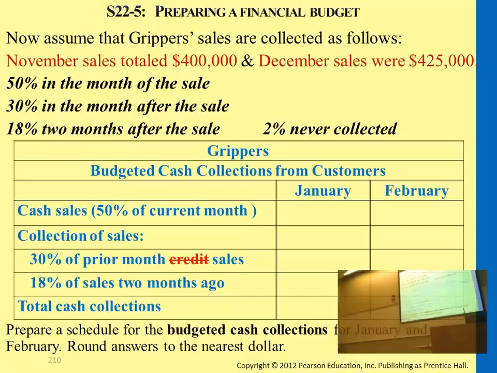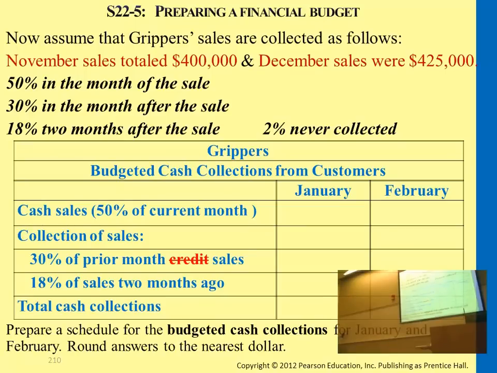$425,000. Okay, so to get January's cash collections, you would need to calculate 15% of the current month's, which is how much? $765,000, and then you get 30% of December's, which is $127,500. Then you have 18% of November's. So 18% of November's will be $72,000 for January.